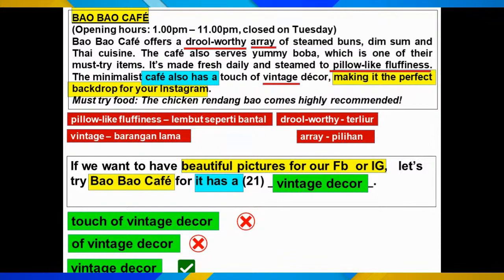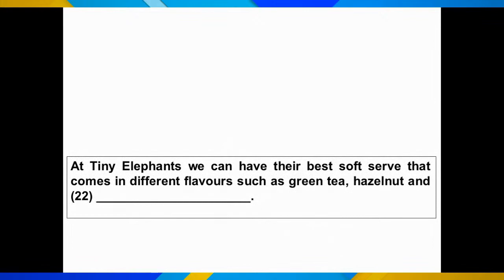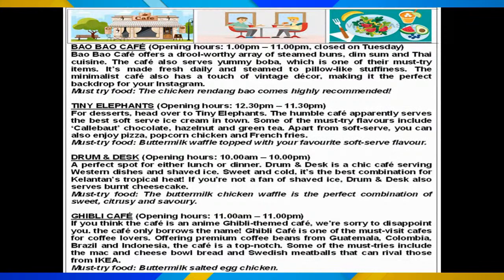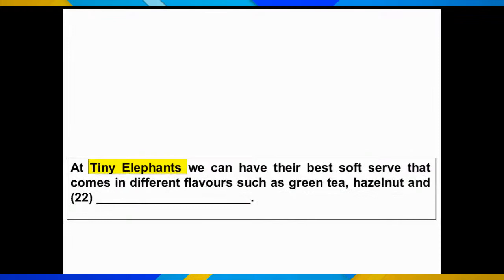Okay. So let's try the question of 22. At tiny animals, we can have their best soft serve that comes in different flavors, such as green tea, hazelnut, and. Okay, keyword is tiny animals. Now go back to the text. So where do you think the answer can be found? Can you see tiny animal? Yes, good. Tiny animal. So just focus on that. Okay, so we have the extract of tiny animals.